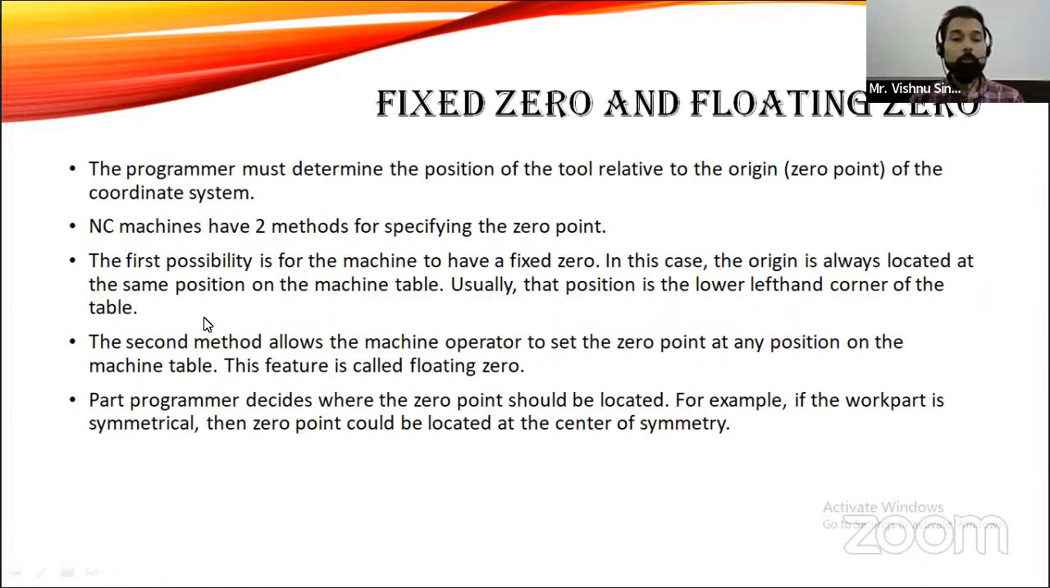Now what is floating zero? The second method allows the machine operator to set the zero point at any position on the machine table. So what exactly floating zero means is that it gives me the flexibility to define or specify my origin on any point on the workpiece. So where can we use this method? If my workpiece is symmetrical, then on that type of workpiece we can use floating zero as well. So this feature is known as floating zero.